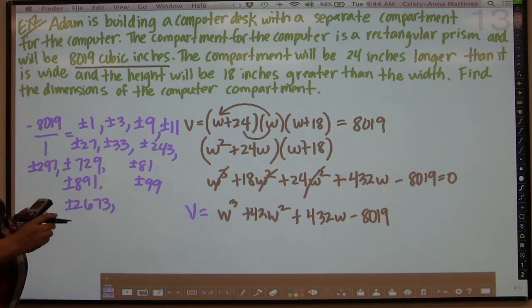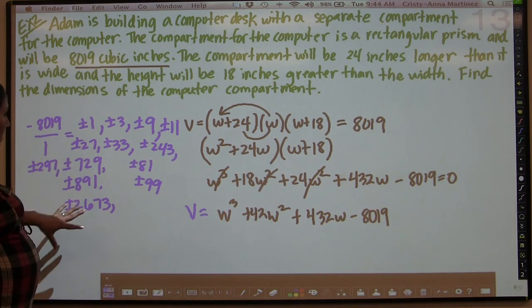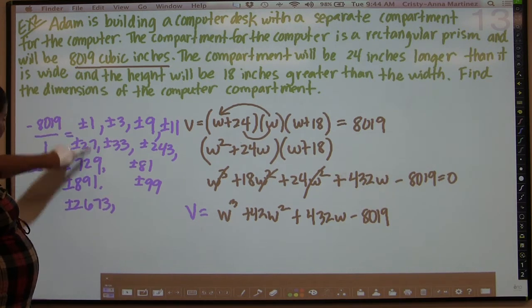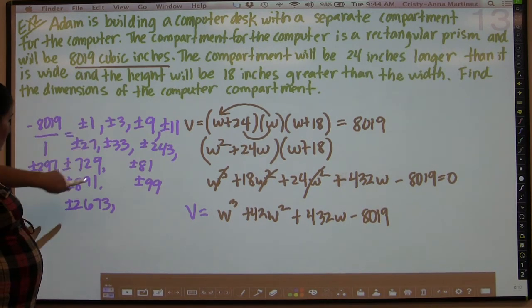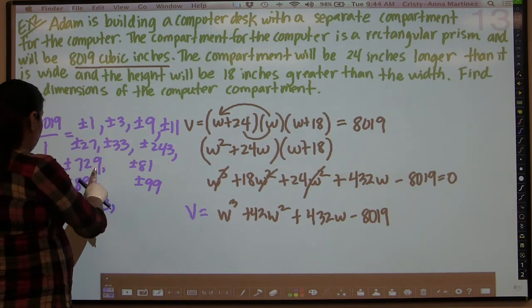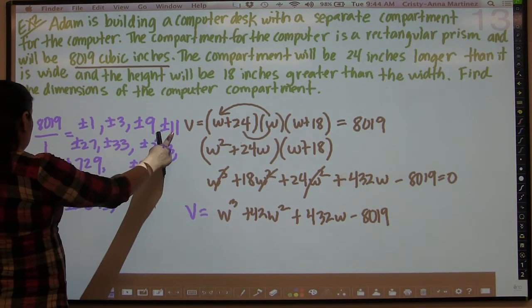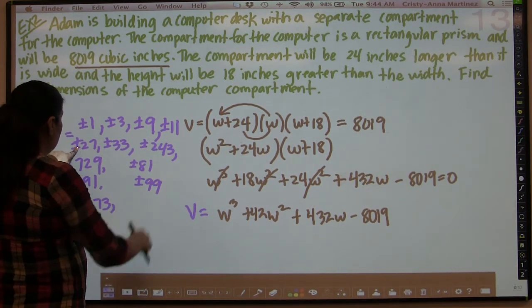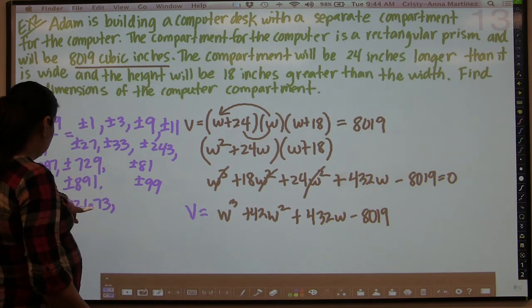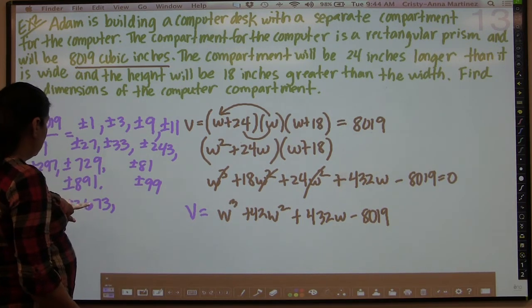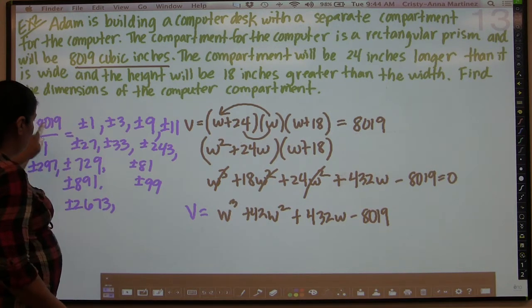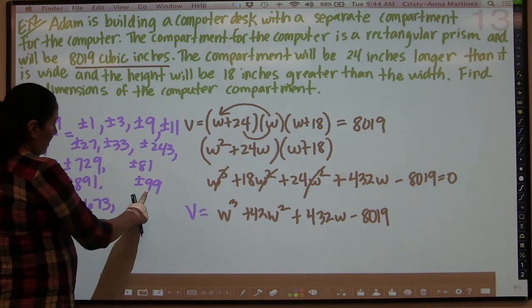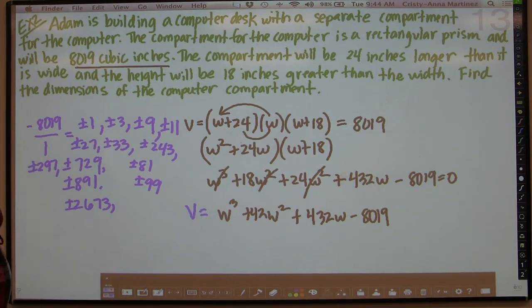So basically this is a hard number, I'm not going to lie, that was a pretty crazy doozy there. That's a really large number. But basically what I've done is I've found all the factors of 8019. 1 times 2673, 3 times 891, 9 times 729, 11 times 297, 27 times 243, 33 times, I lost that little guy. And then actually it was 1 times 8019. So anyway, 81 times 99 are the last ones that are going to give you 8019.